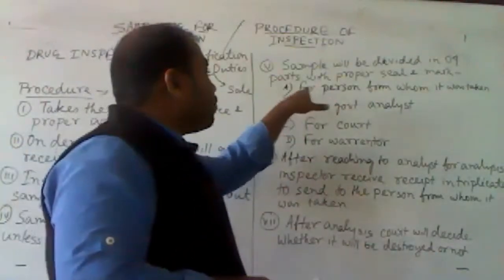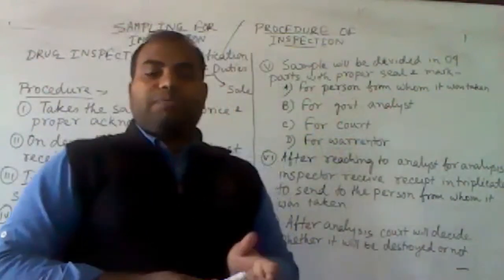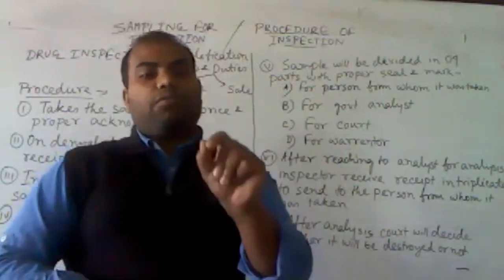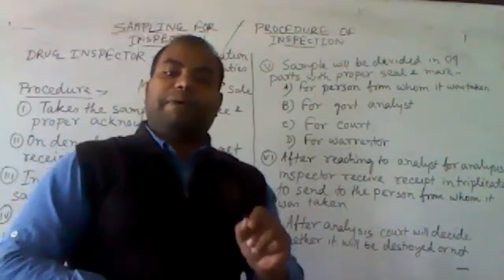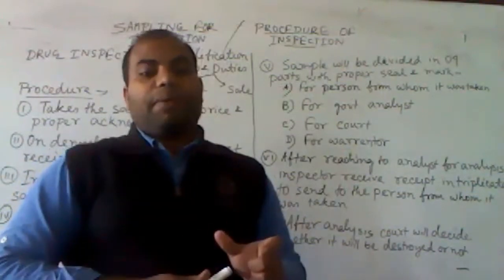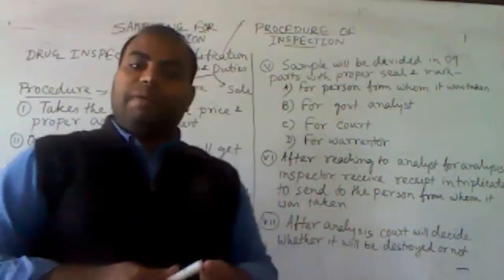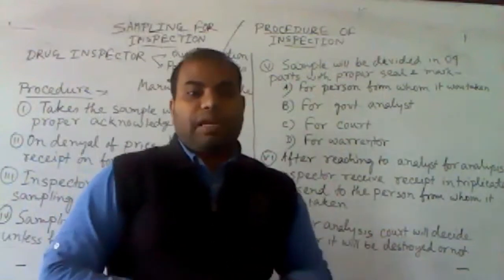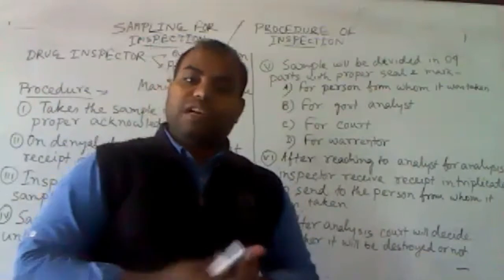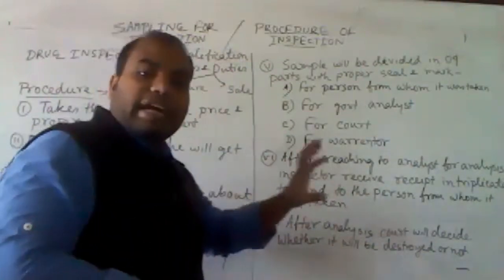So one portion will be sent to the first person from whom it was taken. Okay, so 4 samples, 4 portions. One portion will be kept by the person from whom the sample has been taken. This is to ensure that he cannot change the sample after sampling or for the testing. It may happen that the sample gives a wrong result, or the result is not suitable for the manufacturer or the sales-responsible person, but he cannot change the sample.